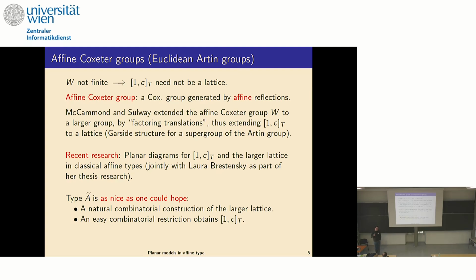Okay? So first of all, you get a very natural combinatorial structure of non-crossing partitions of an annulus, as I'm about to tell you. And that model models the larger lattice that McCammond and Sulway defined. And you put a very simple restriction. You say, oh, I'm not going to allow these kinds of non-crossing partitions. And then you're modeling the original interval from 1 to C, the smaller non-lattice.